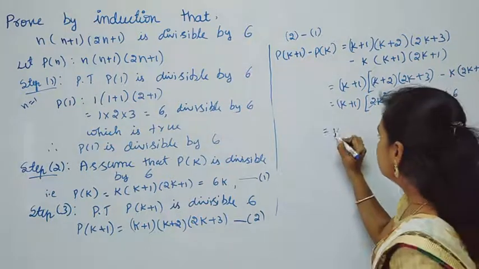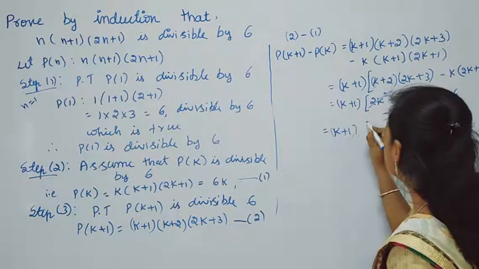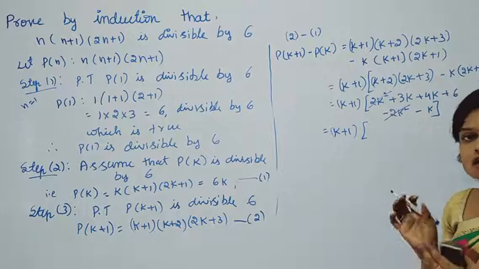So the remaining terms are k plus 1 into. So add all the similar terms.